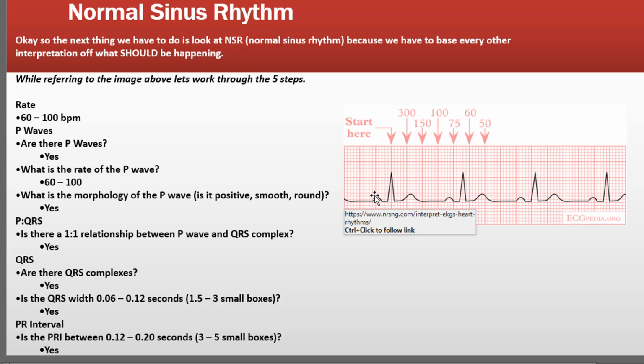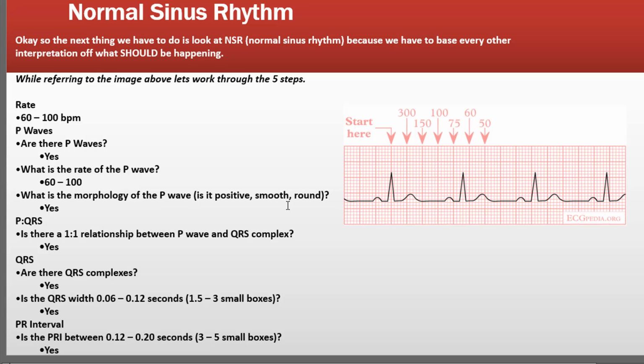So if you look here, we have P, QRST, P, QRST, P, QRST. So yes, there are P waves. Each of the P waves has a QRS, and then it also has a T that follows. What's the rate of the P wave? If you look here, the rate would be the same as the QRS.